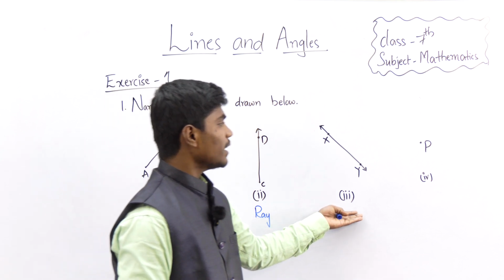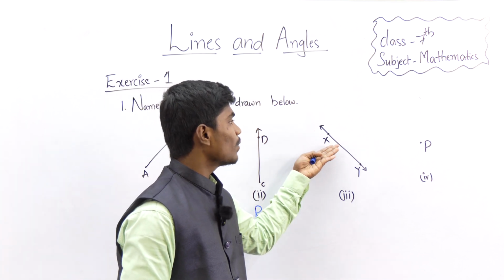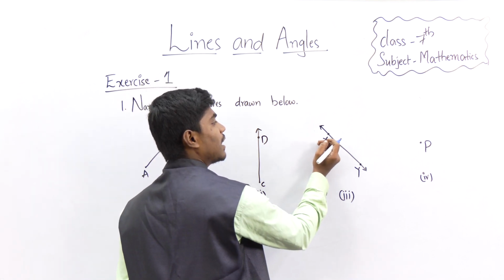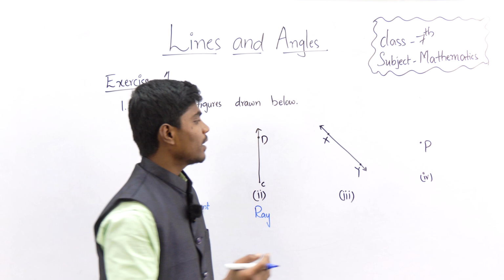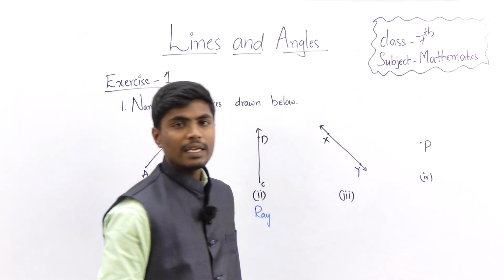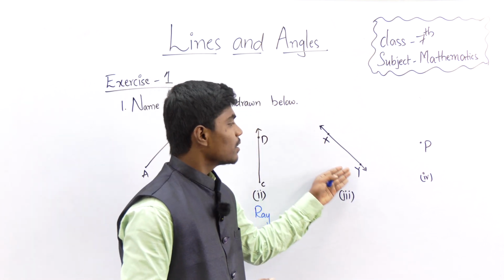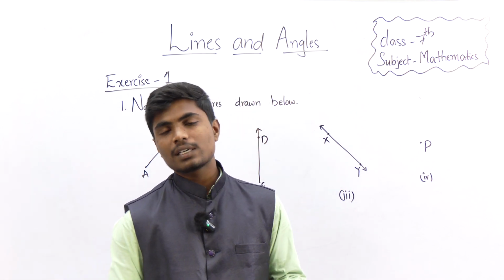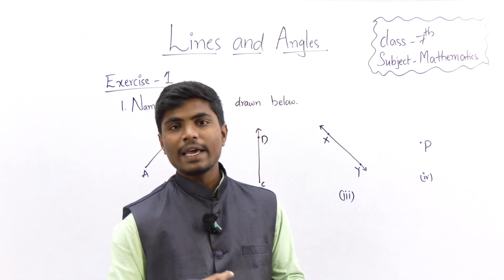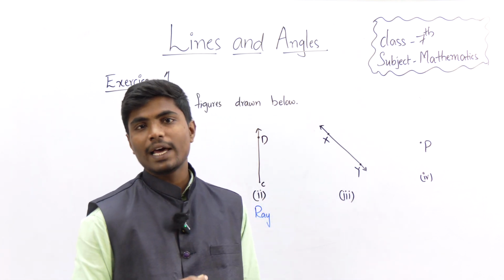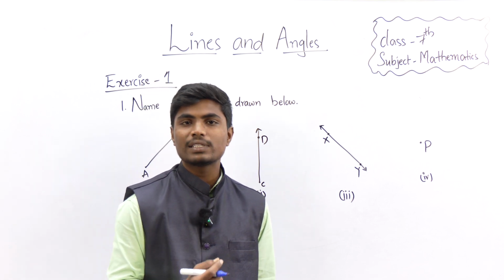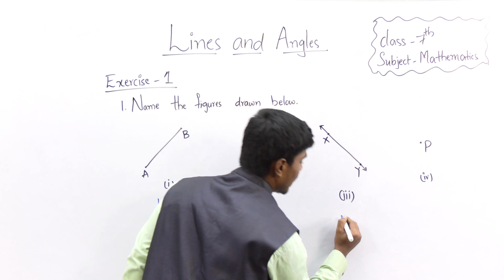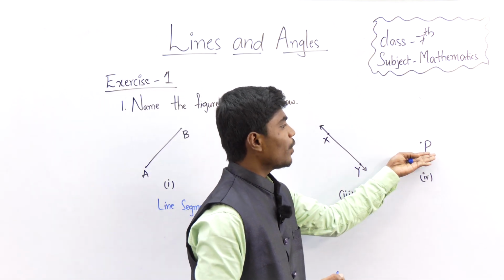Now let's move to the third one. Here we have 2 points, X and Y. On the X side the line is continuous, and on the Y side also the line is continuous. This line has no fixed end. On both sides the line is continuous. So this figure is called a line. A line has no fixed end and is continuous in both ways. So this is a line.